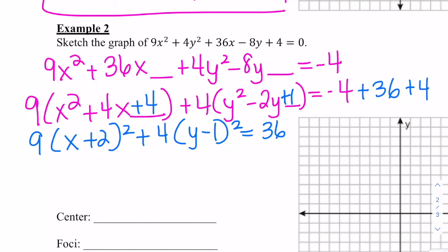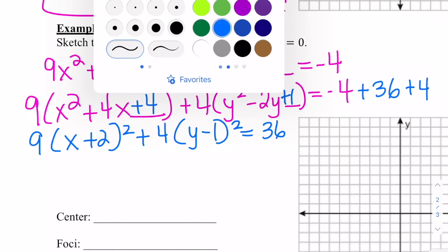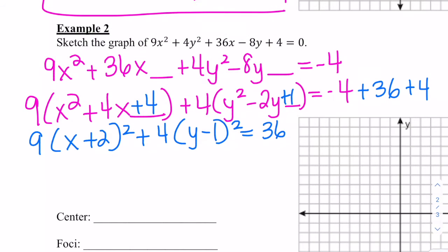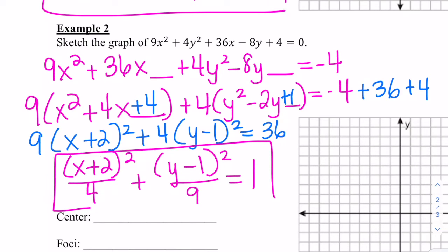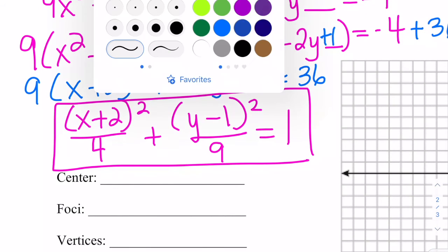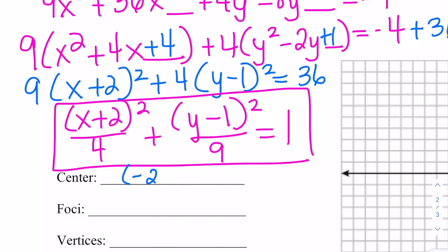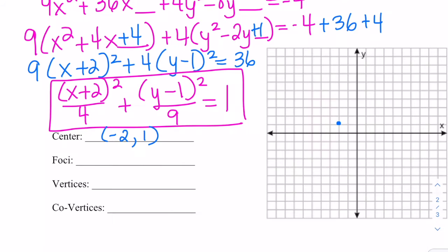Now we can divide both sides by 36 to write the equation. So we'll have x plus 2 squared over 4 plus y minus 1 squared over 9 equals 1. Now we can easily see the center will be -2, 1. So that means our a is 3.